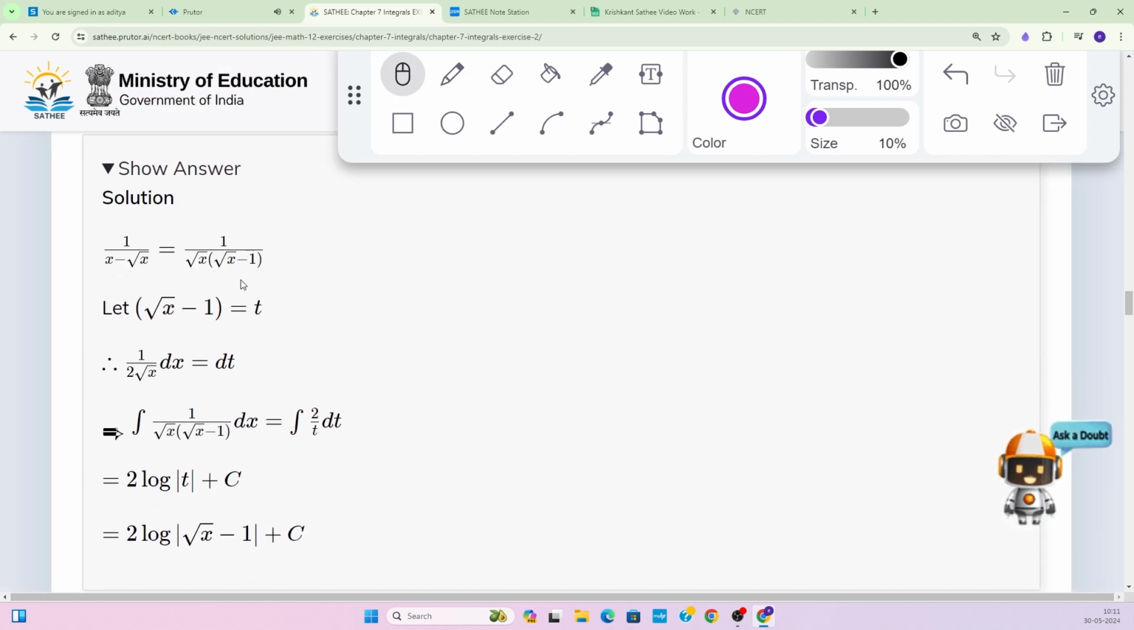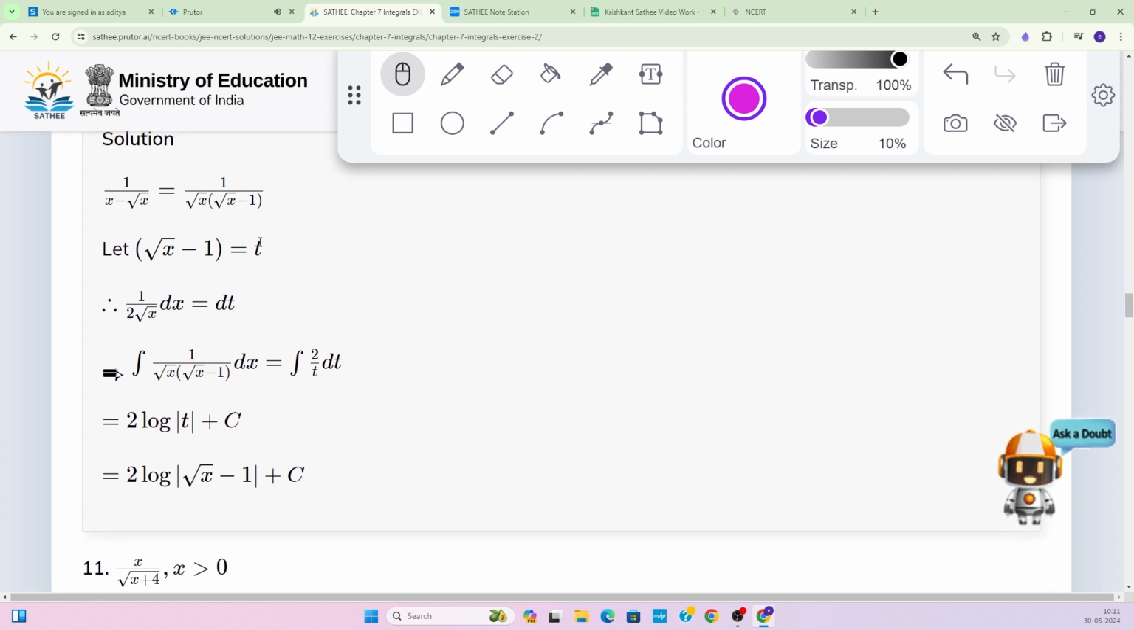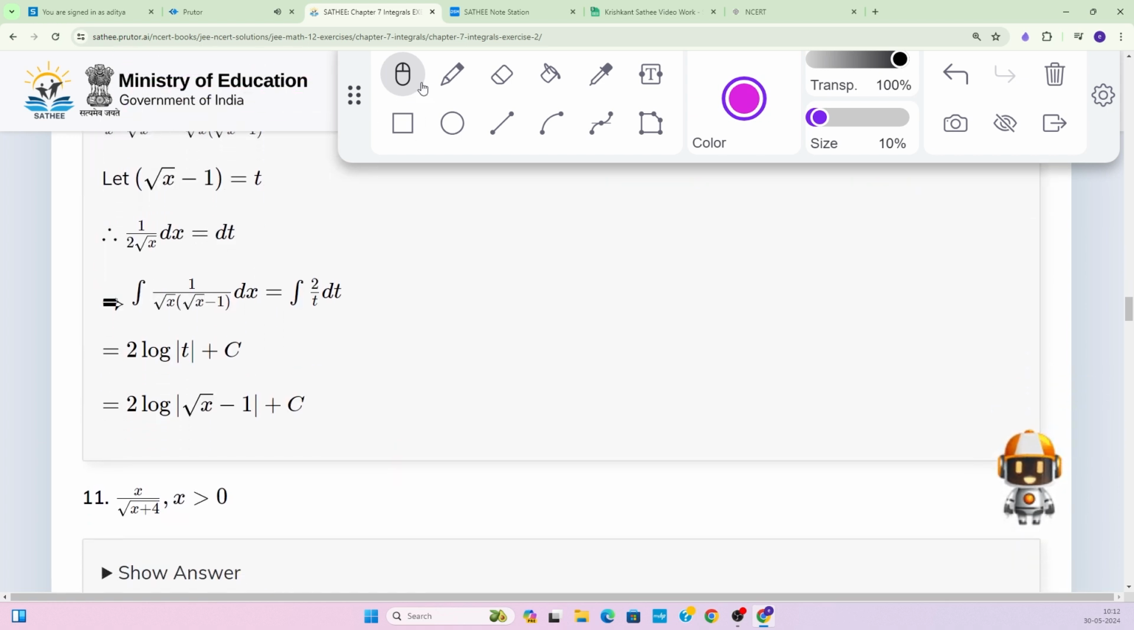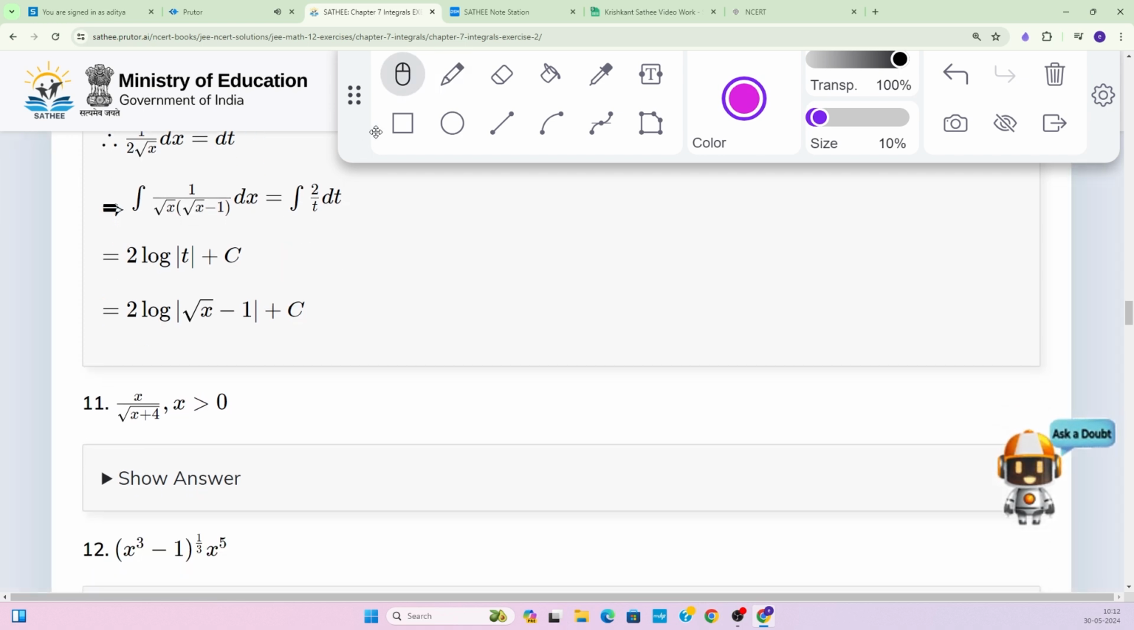So problem number 10 is 1 by x minus root x. You can take root x as common. You will have in the denominator root x multiply root x minus 1. Taking root x minus 1 as your t will give you the answer. So this means dt by dx will be 1 by 2 root x. This means dx by root x can be replaced by 2 dt. So now your expression becomes integration of 2 by t dt. This means 2 log modulus t plus c will be your answer in terms of t. Substitute your t back, you will get your answer in terms of x, which means 2 log modulus root x minus 1 plus some constant.